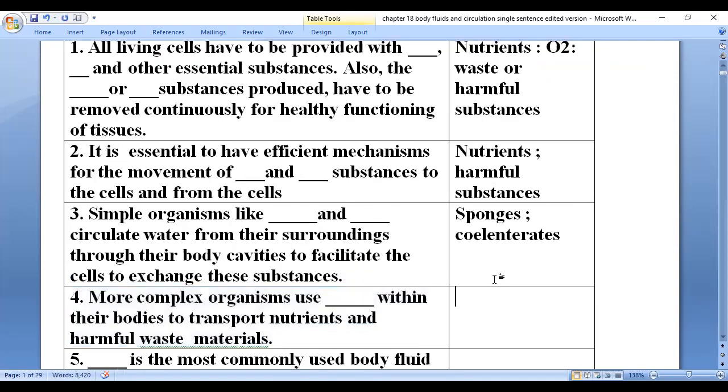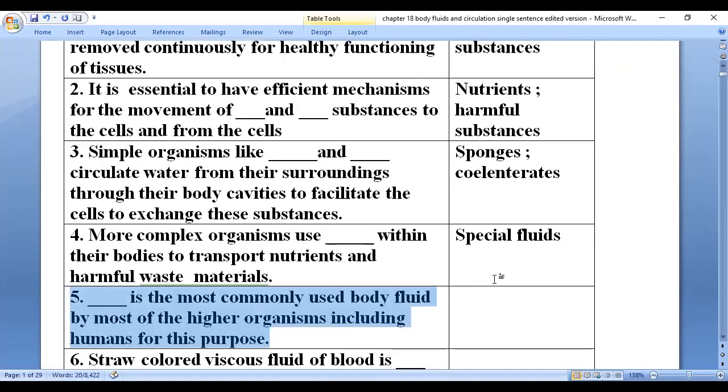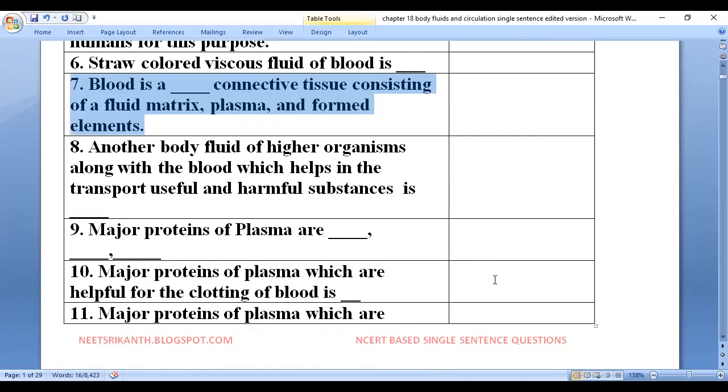More complex organisms use special fluids within their bodies to transport nutrients and harmful waste material. Blood is the most commonly used body fluid by most of the higher organisms, including humans, for this purpose. Straw colored viscous fluid of blood is called plasma. Blood is which type of connective tissue? The blood is a special connective tissue consisting of fluid matrix, plasma, and formed elements.